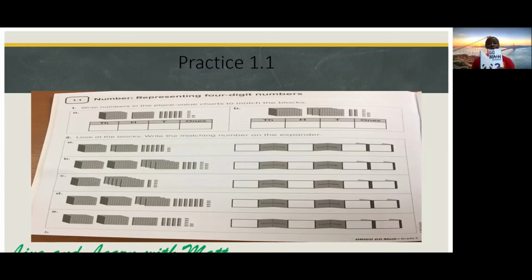Open your Practice Book A and lesson one, and please answer the questions in the exercise. I am going to do part A for you. So part A, write numbers in the place value chart to match the blocks. So how many thousands do we have there? Do the rest by yourself and submit it to the teacher.